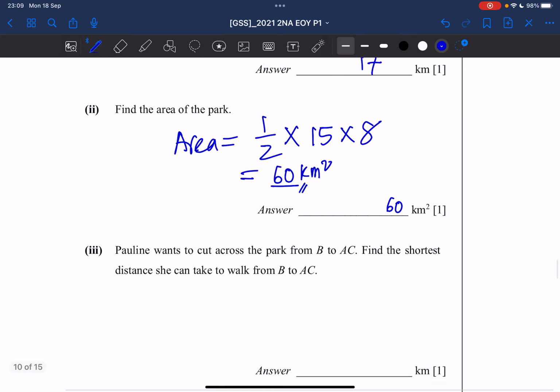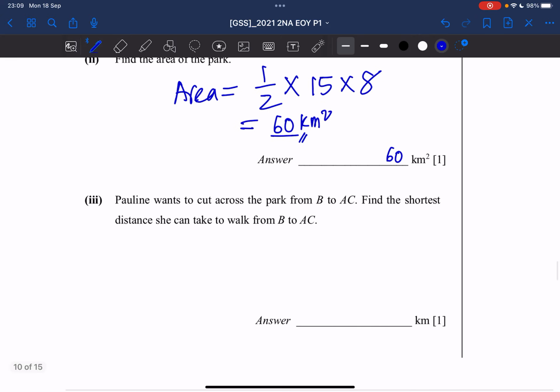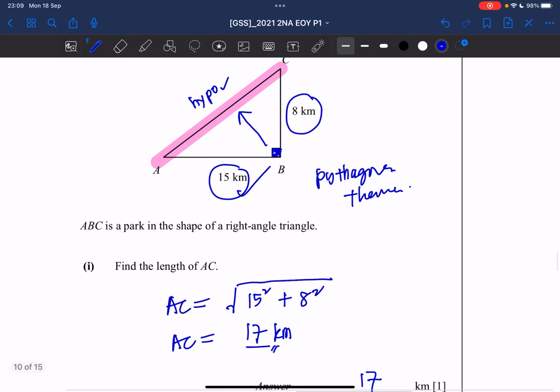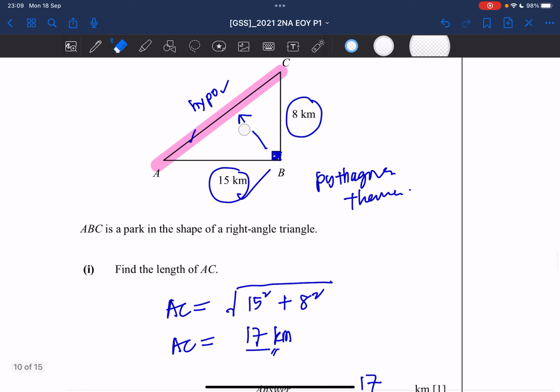Then part 3, Pauline wants to cut across the park from B to AC. Find the shortest distance she can take to walk from B to AC. So she is at B. She wants to walk to this pink path. So actually, she is going to walk this way. She's going to form a 90 degrees here, and then we need to find this distance.